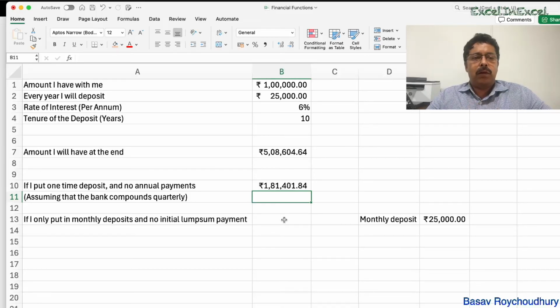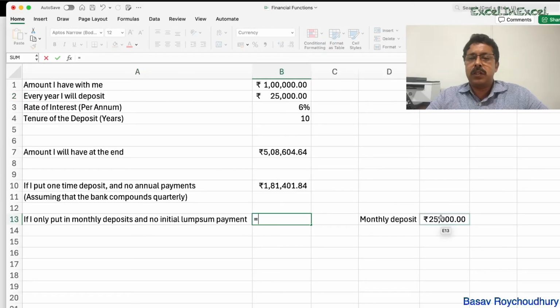What more can we look at? Let's say I don't put any lump sum payment. That means I don't put that 1 lakh payment today. So there is no PV that I'm looking for, but I'm only making a monthly deposit. Now this time I'm saying my monthly deposit is 25,000. Previously I said it was an annual deposit, but now I'm changing it and I'm saying my monthly deposit is 25,000. And I want to know what will be the future value.